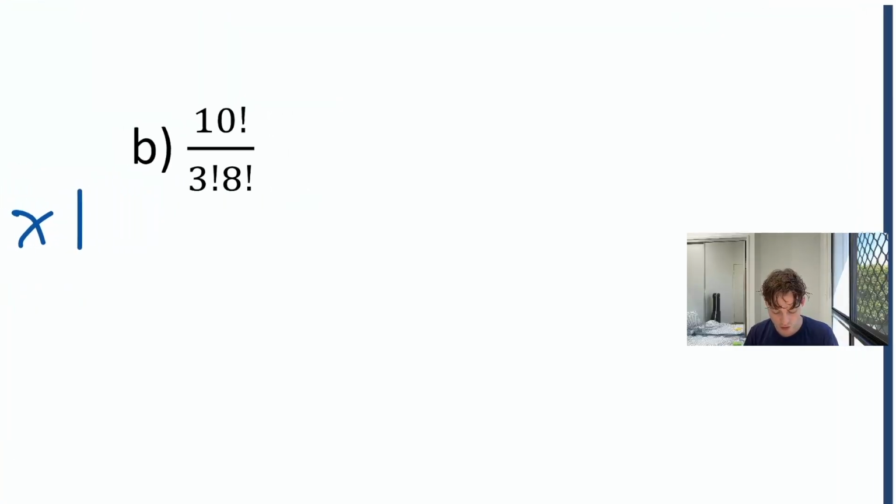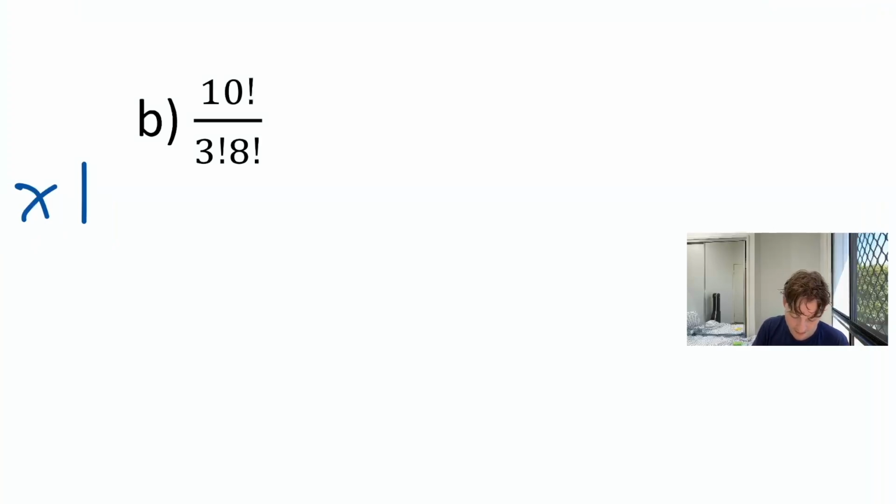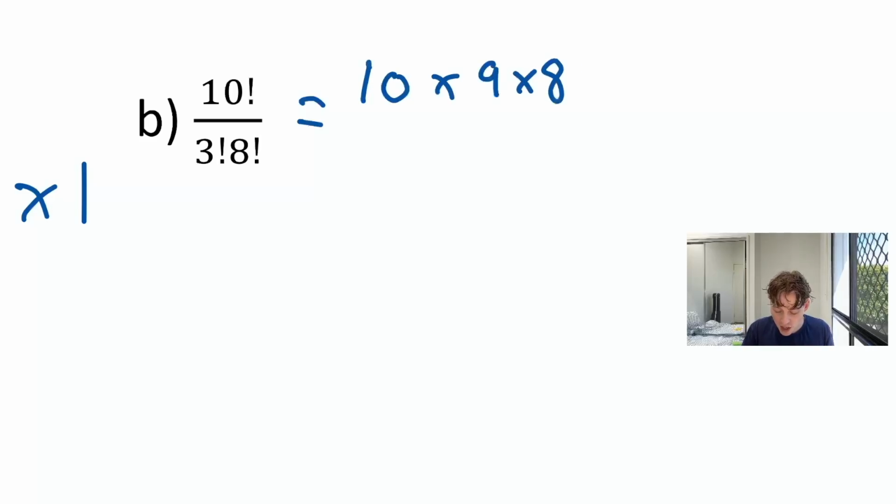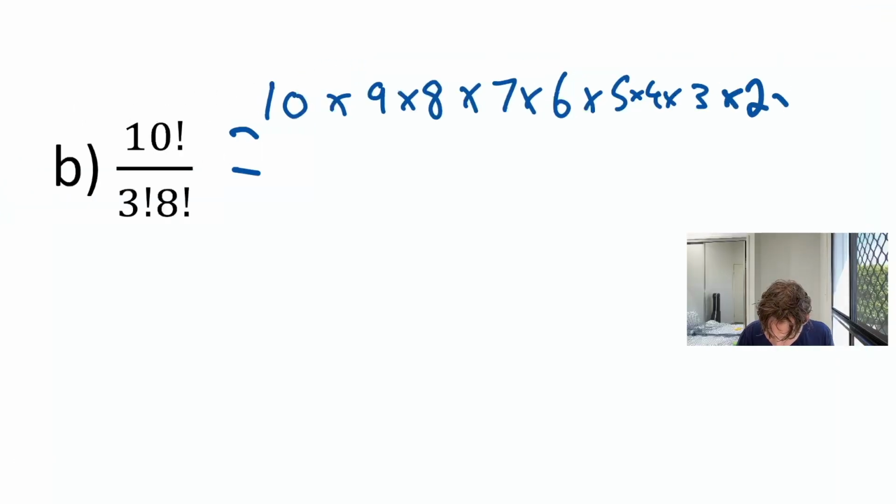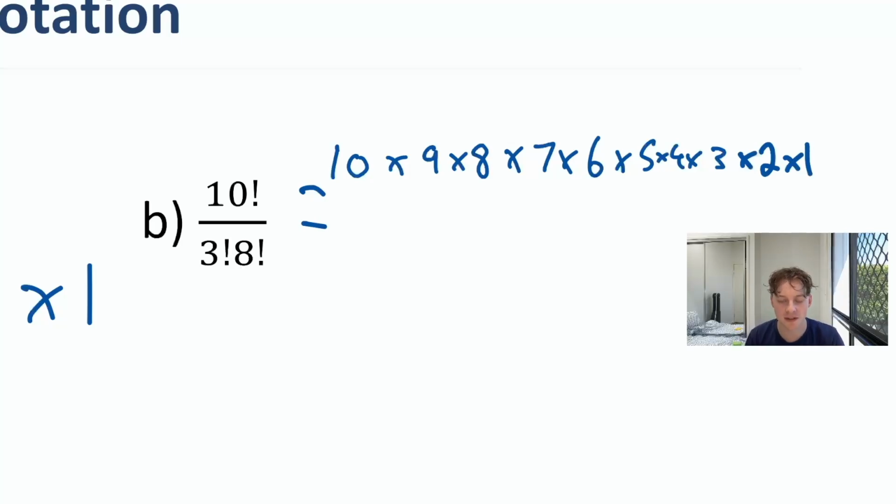I've got 10 factorial divided by 3 factorial multiplied by 8 factorial. Well, one of the core ideas from this topic is I can rewrite 10 factorial as 10 multiplied by 9. Actually, let's write the whole thing out, because I think this highlights the idea a little bit easier. Times 8, times 7, times 6, times 5, times 4, times 3, times 2, times 1. I ran out of space, so I had to resize that. So if I write out the full list here, and now that I've got 10 factorial written out, I want us to consider 8 factorial.